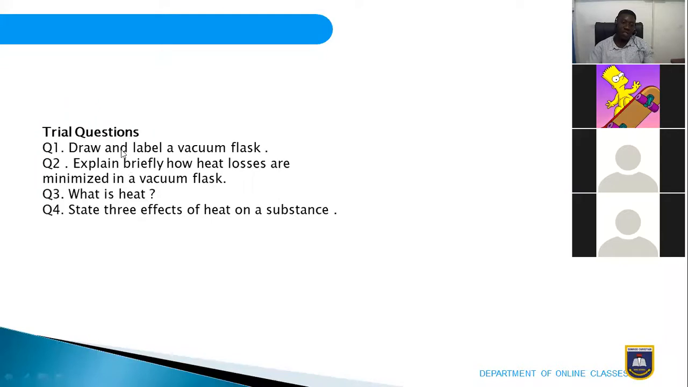So this is basically questions to answer under what we've just treated. Draw and label the vacuum flask. So the vacuum flask, as you've seen over there, you have to learn how to draw it and label the various parts, and also be able to explain how heat losses are minimized in a vacuum flask. Also know the definition for heat and the effects and the sources of heat. That's basically what you have to know.